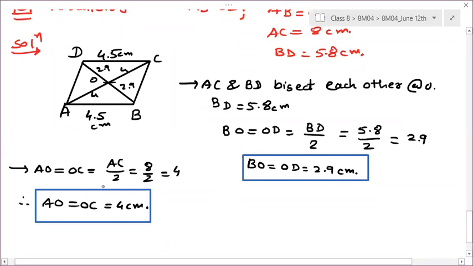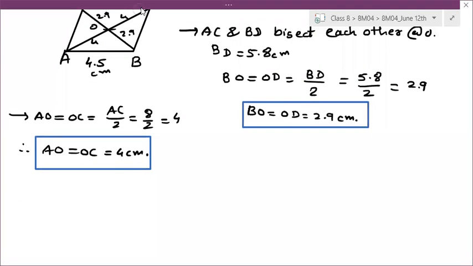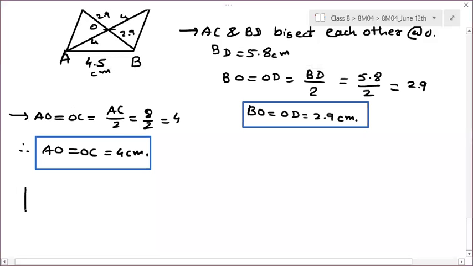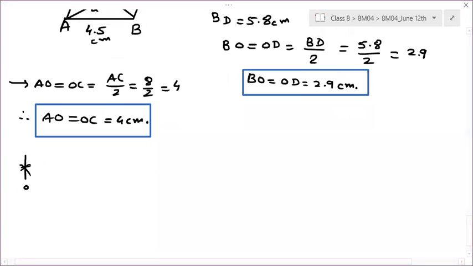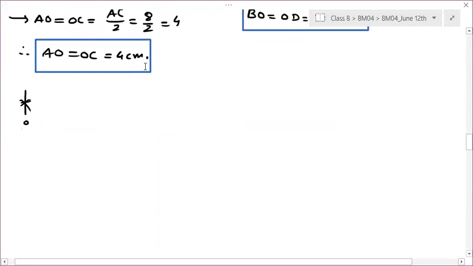AOB, yes, we can draw triangle AOB, or not? Okay, so let us try to plot triangle AOB first, right? Yes, AOB and COD. So C over here. Yes, after that we can extend those lines, right? So how can I plot this triangle AOB when three sides are given? First I'll plot AB, or not? AB equal to 4.5 centimeter.